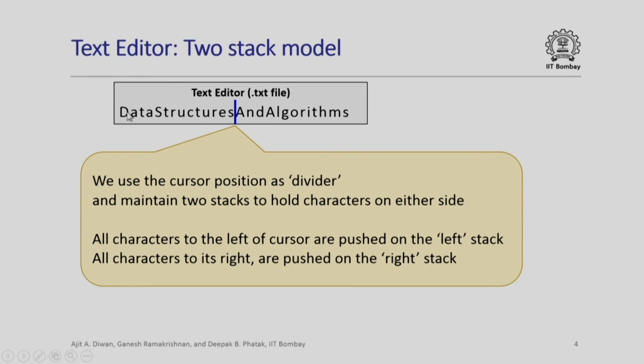We have this text here, data structure and algorithms. Suppose we use the cursor position as some kind of a divider. So, if this is dividing the text, I have characters to the left of it and I have characters to the right of it. I decide to maintain two stacks to hold characters on either side. All characters to the left of the cursor, I will push into the left stack. All characters to the right of the cursor, I will push on the right stack. So, I now have two stacks, a left stack and a right stack.